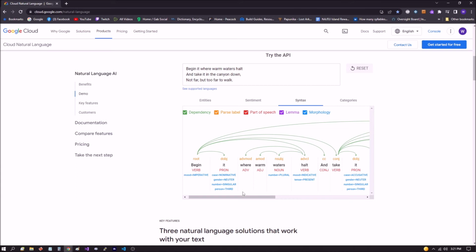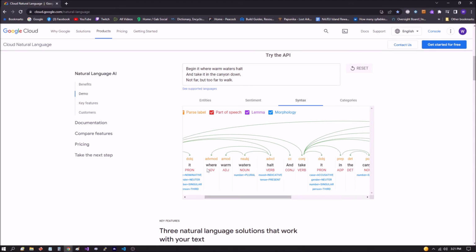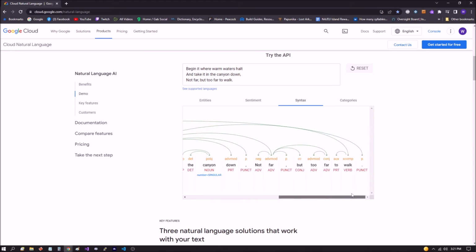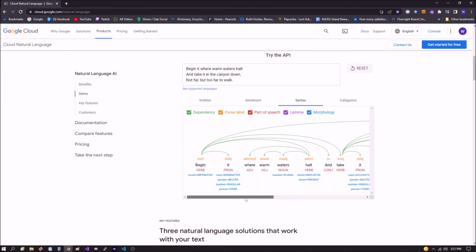So like I said, this is a dependent clause. "Begin it" is an independent clause. And basically, you're going to begin it. Where am I going to begin it? You're going to begin it where warm water halts and takes it in the canyon down, not far, but too far to walk. That's where you're going to begin it. You're not going to go down the canyon. So this is another one that's kind of showing you that.